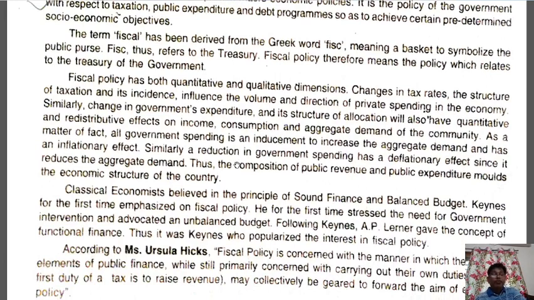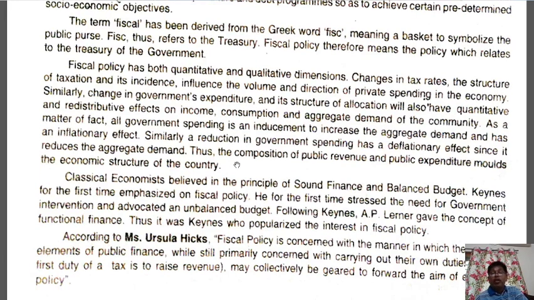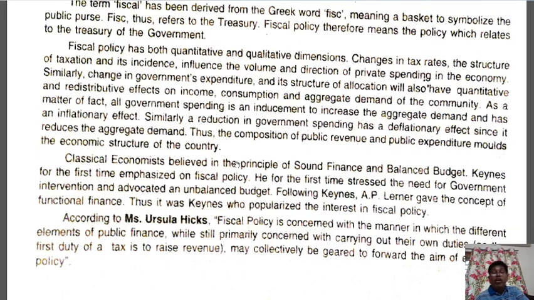Fiscal policy has both qualitative and quantitative dimensions. Changes in tax rules, the structure of taxation, and its incidence influence the volume and direction of spending in the economy. Similarly, changes in government expenditure and the structure of its allocation will also have a qualitative and redistributive impact on income, consumption, and aggregate demand of the community.